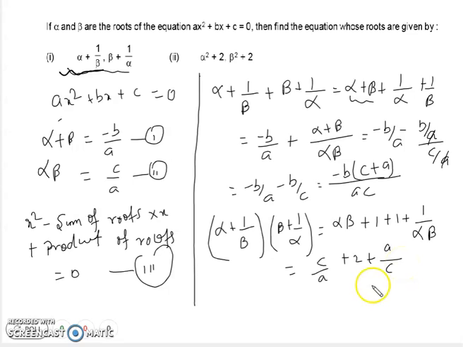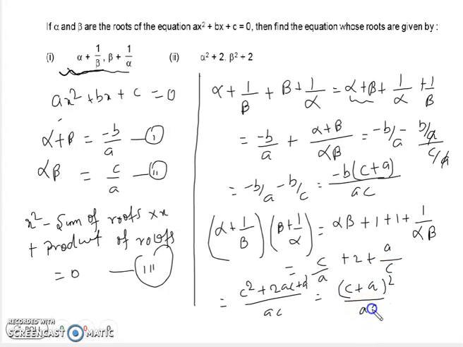And after taking the LCM ac, you will get the value c square plus 2ac plus a square, right? And you can write here c square plus 2ac plus a square as c plus a whole square, because a square plus 2ab plus b square is equal to a plus b whole square. So c plus a whole square divided by ac, right?